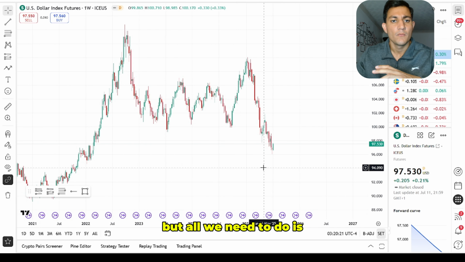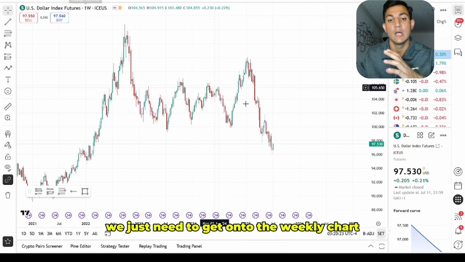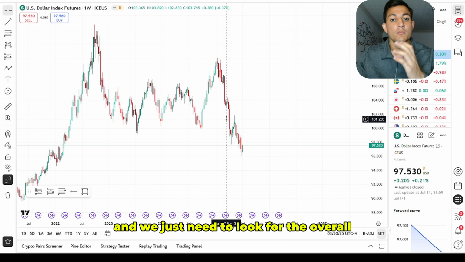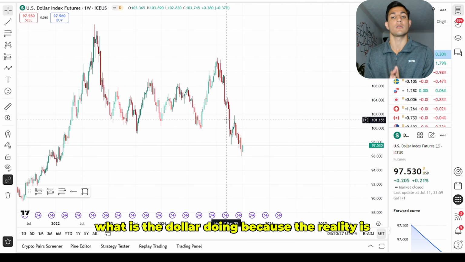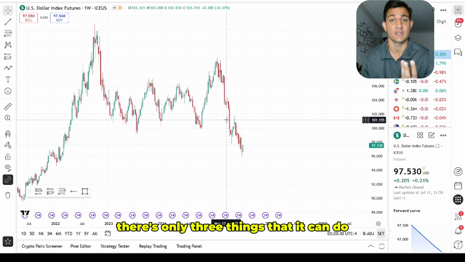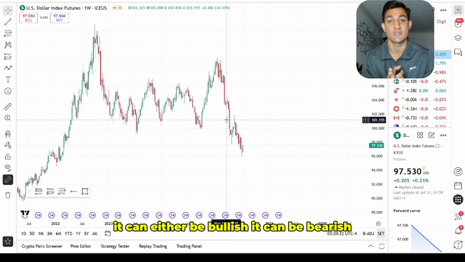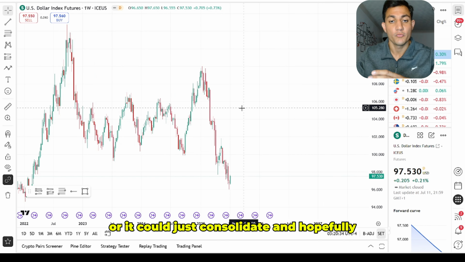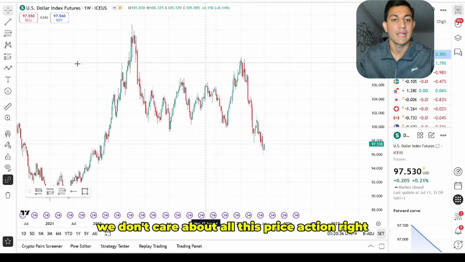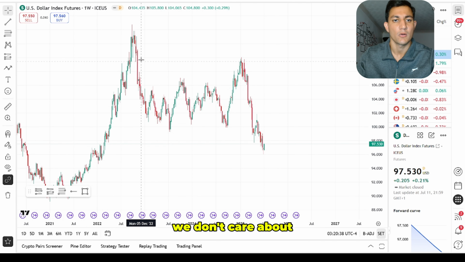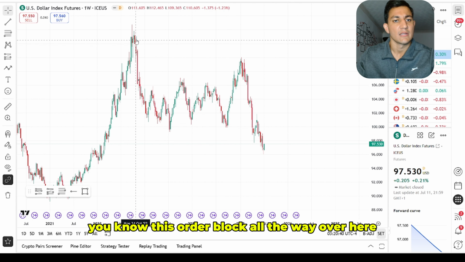But all we need to do is get onto the weekly chart and look for the overall most recent trend. What is the dollar doing? Because the reality is there's only three things it can do. It could either be bullish, it could be bearish, or it could just consolidate. And remember, for the weekly chart, we don't care about all this price action. We don't care about this order block all the way over here. We do not care about that.